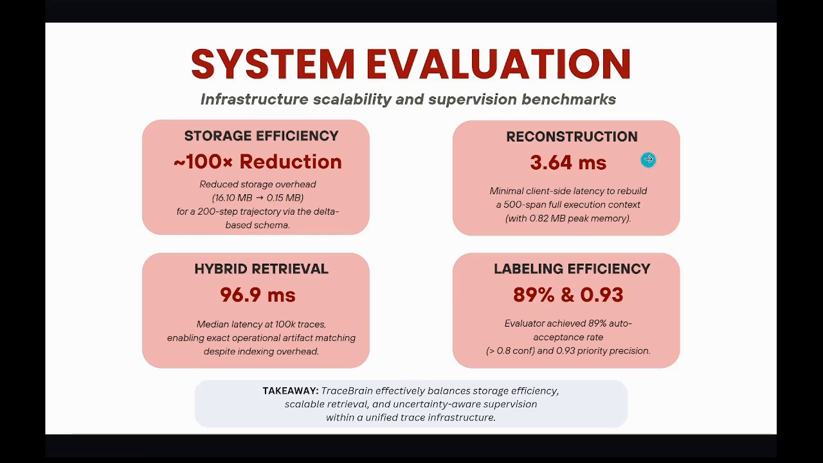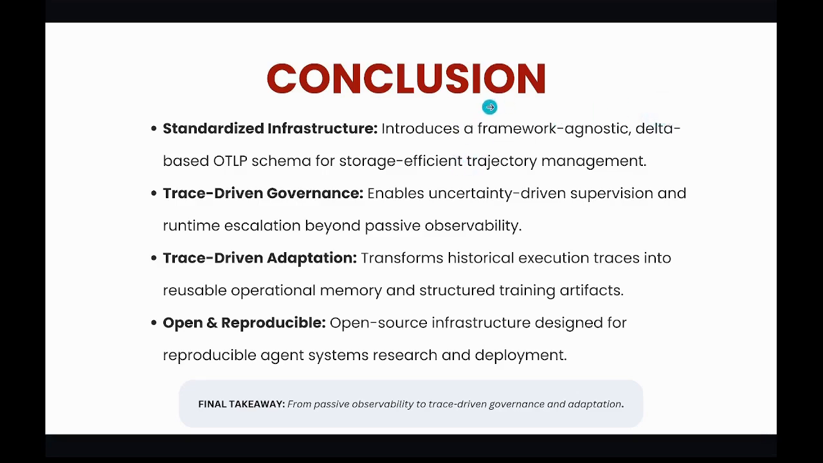In conclusion, TraceBrain provides a practical infrastructure for the management, supervision, and adaptation of autonomous LLM agents. It introduces a standardized, delta-based OTLP schema. It enables trace-driven governance through runtime escalation and uncertainty-driven supervision. And it transforms historical traces into reusable operational memory and structured training artifacts. Ultimately, TraceBrain shifts the paradigm from passive observability to trace-driven governance and adaptation.